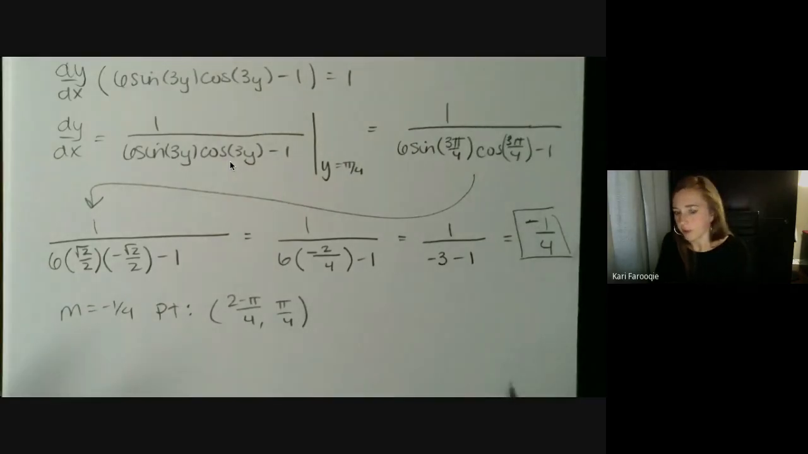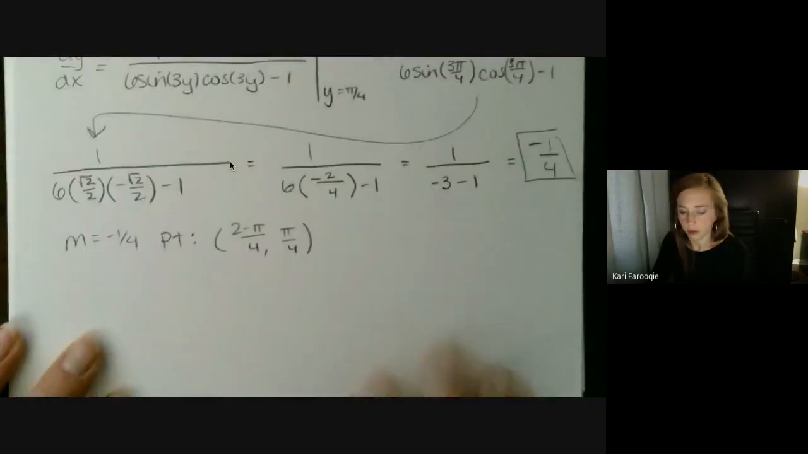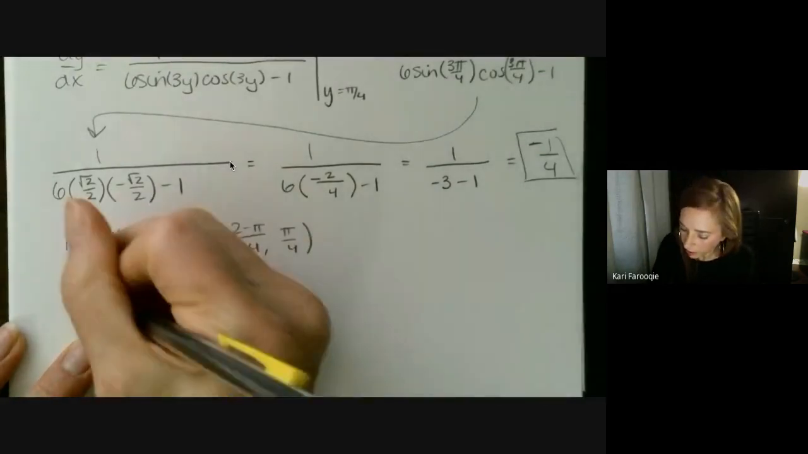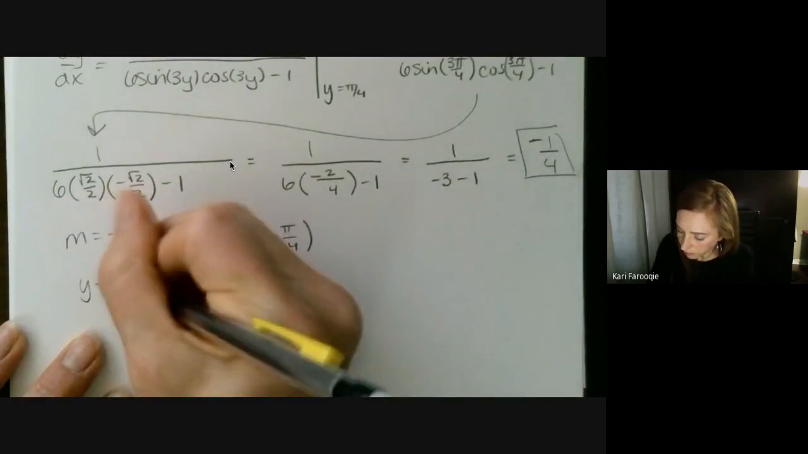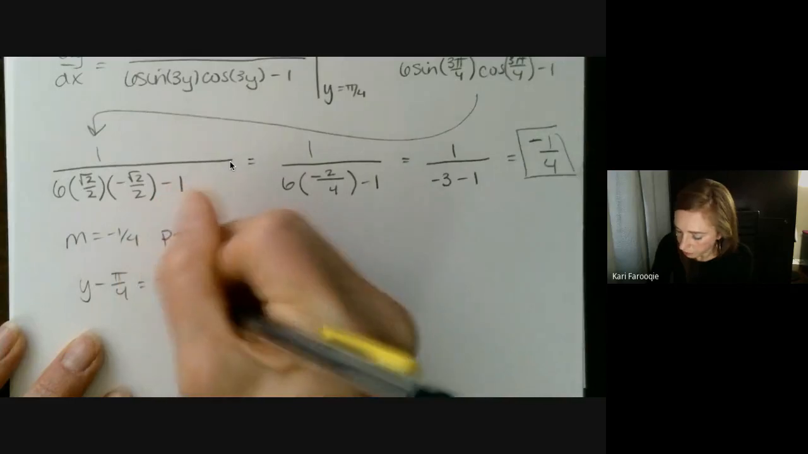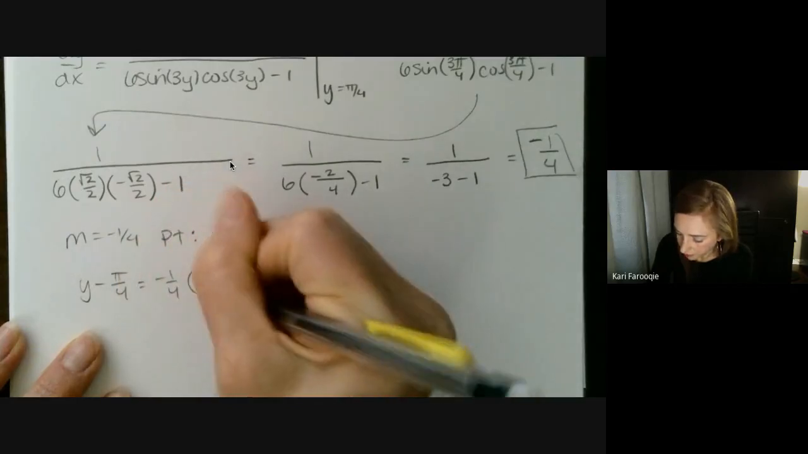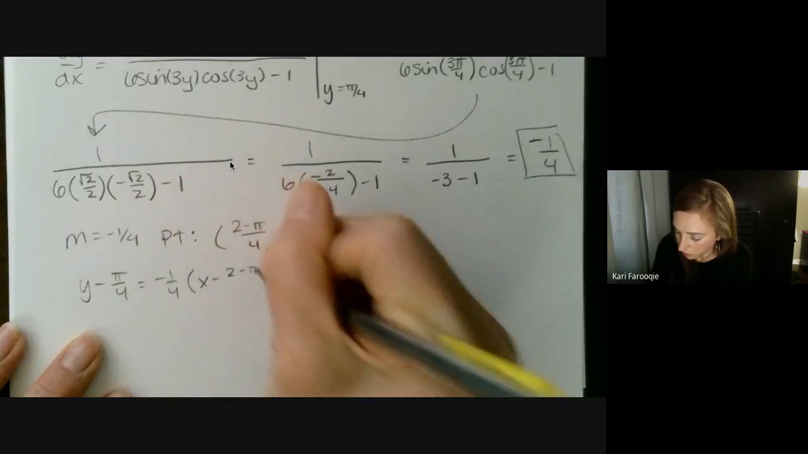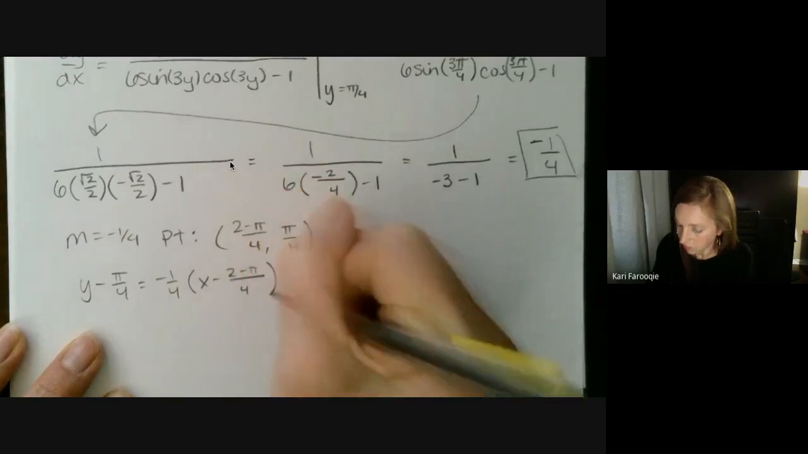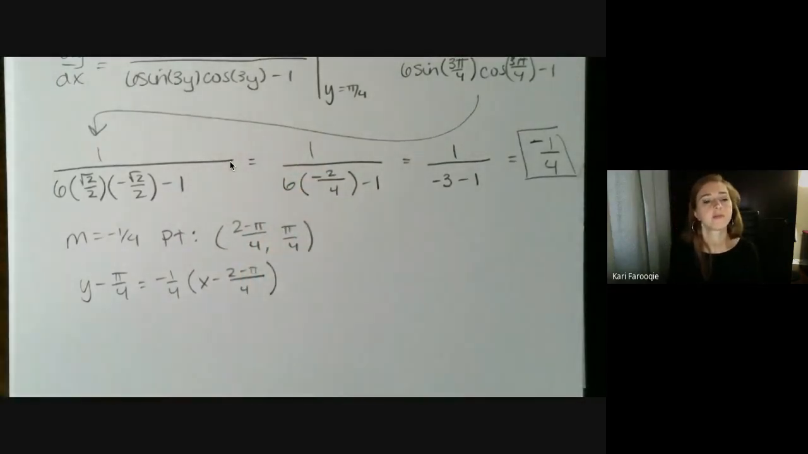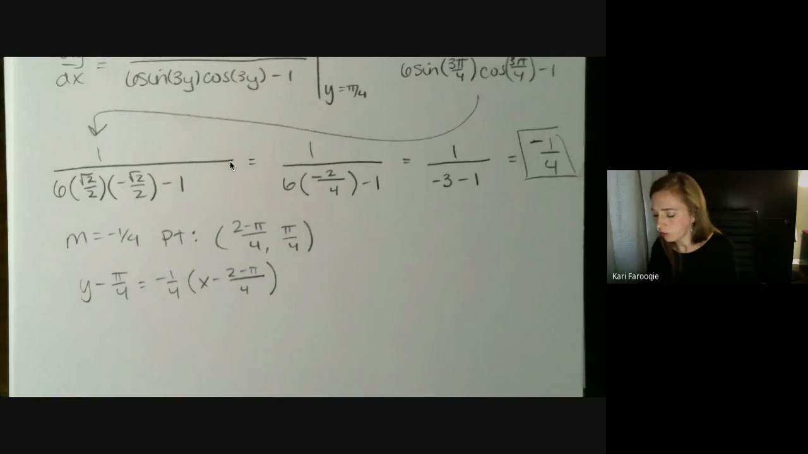All right, so here we go. We're going to take y minus y sub 1 equals m times x minus x sub 1. And we're going to simplify. Like I said, it's not going to look beautiful just because this is kind of a weird point, but that's okay. Do the best we can.